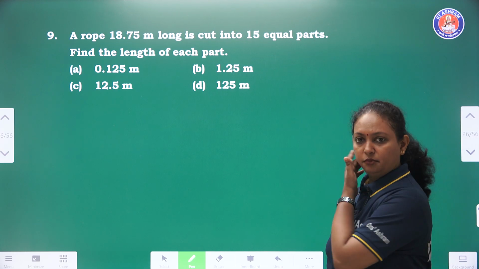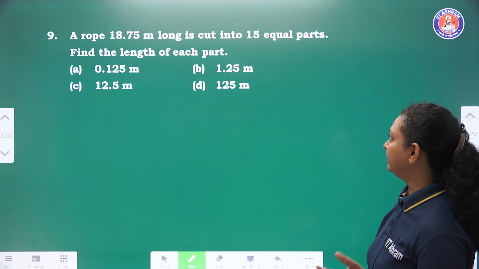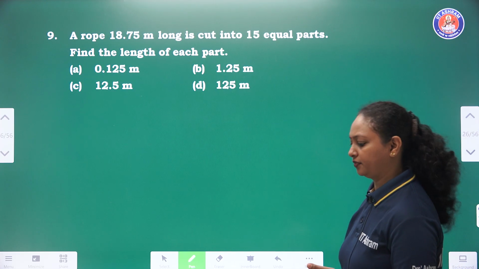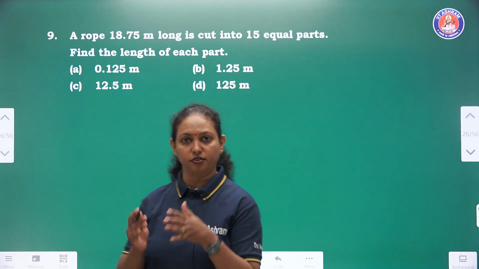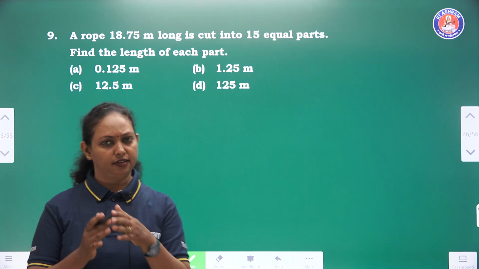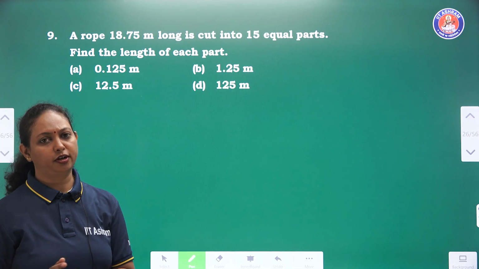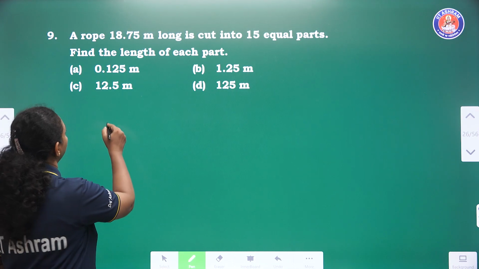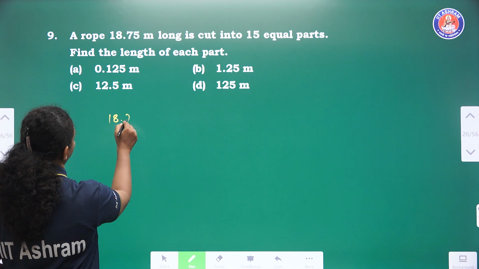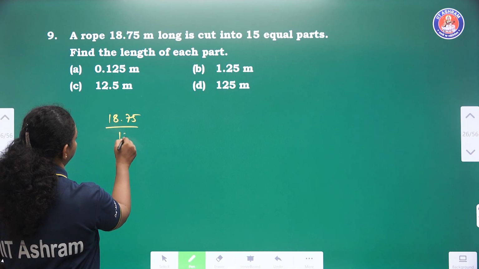A rope 18.75 meters long is cut into 15 equal parts. Find the length of each part. So as we know, what we have to do is divide. एक लंबा सा रोप है, उसको हम शॉर्ट पीसेस में कट कर रहे हैं. So 18.75 must be divided by 15.